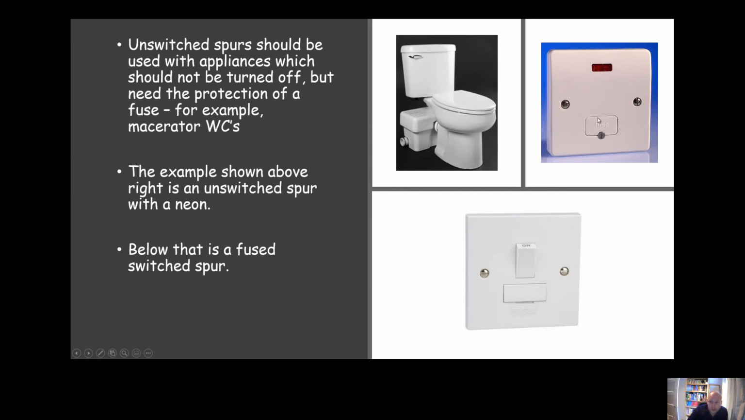So yeah, we can see an unswitched spur with a neon up in the top right here, and a fused switched spur underneath it, just there. This is the one we would not use for a macerator, we would use that for a boiler, for example.